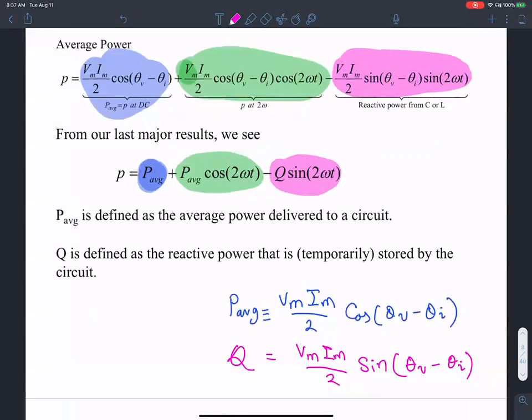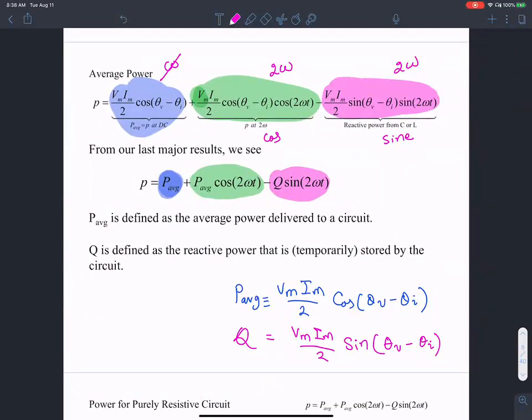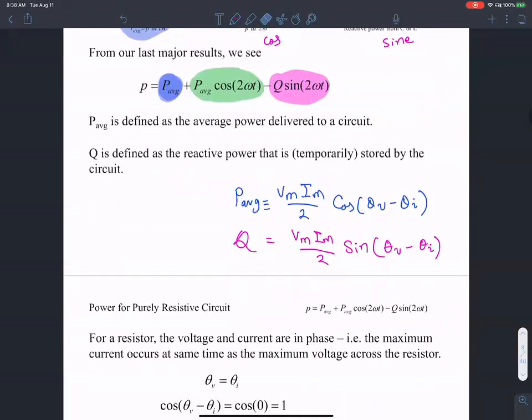So, three terms. The first term is called the average term, the average power. It does not have any frequency components. There is no omega term in here; it's two omega in the other terms. The second term is made up of purely cosines. The third term is made up of purely sine. The sine term is called the reactive term. Q is defined as the reactive power that is temporarily stored by the circuit. If you have inductors and capacitances in a circuit, they also have a tendency to store energy and power.